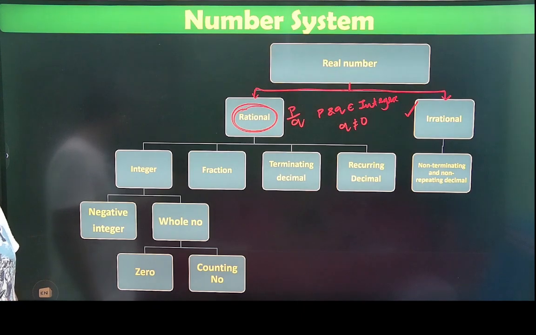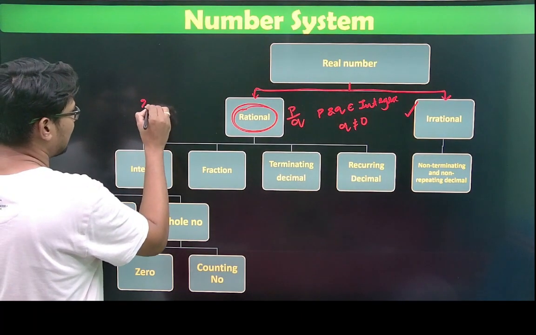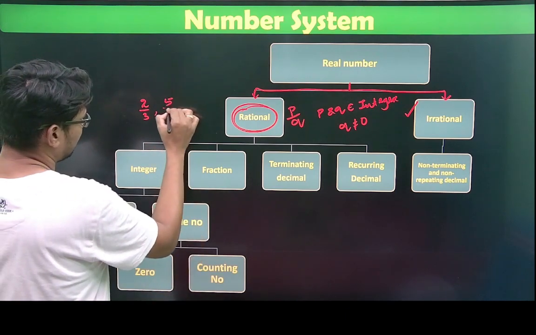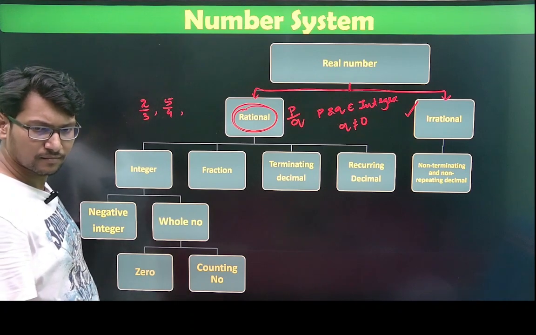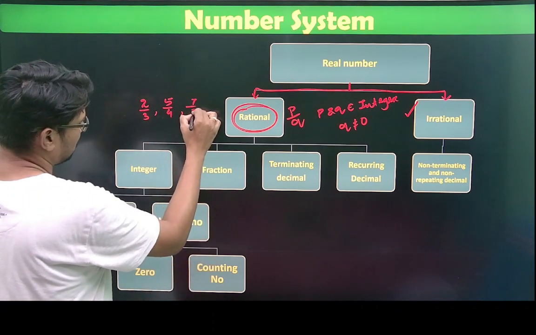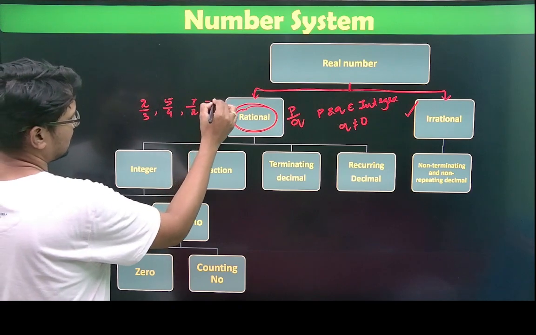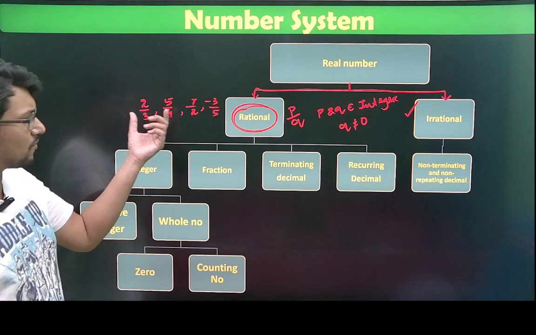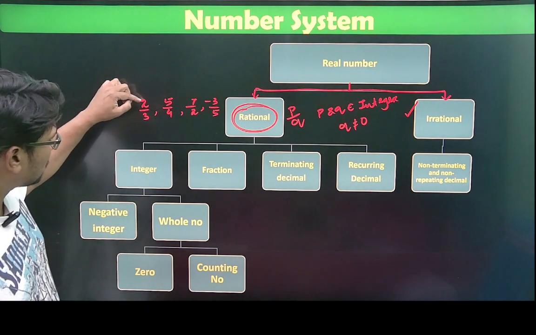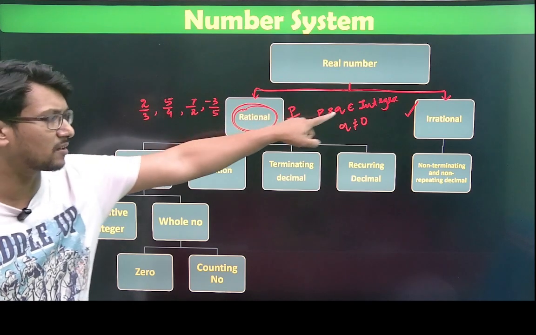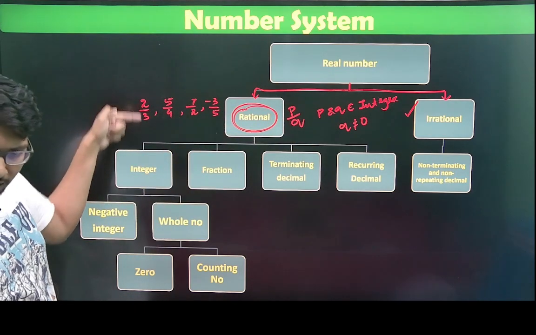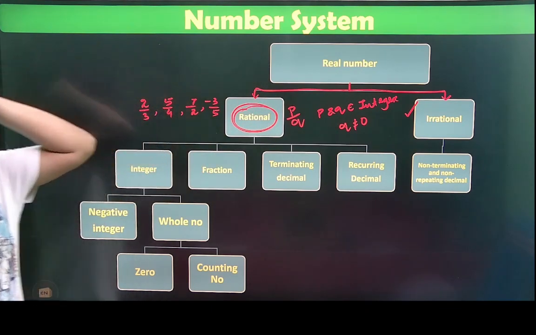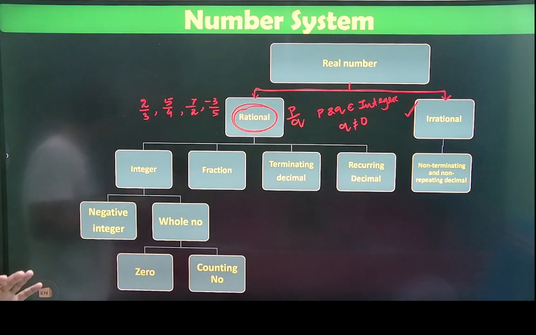What is the example? Very good. 2 by 3. Anything else? Yes, 5 by 4. Anything else? 7 by 2. Minus 3 by 5, right? These are what? Rational numbers. Why? Because check 2 and 3. 2 and 3 are integers. These are P, Q. 2, 3 integers, which are written in which form? P by Q form. Right or not? Am I clear? Understand? Okay.